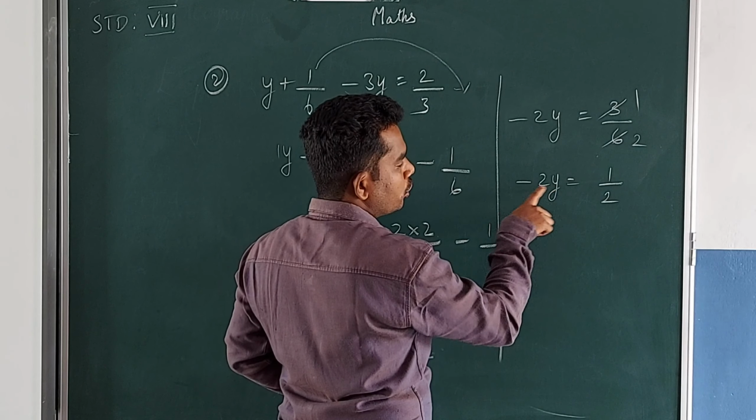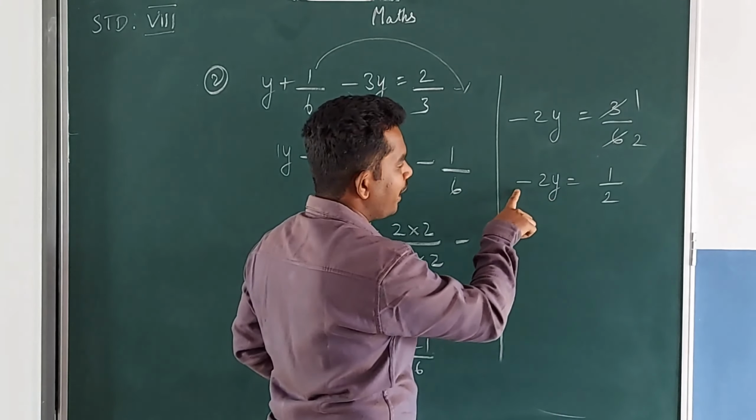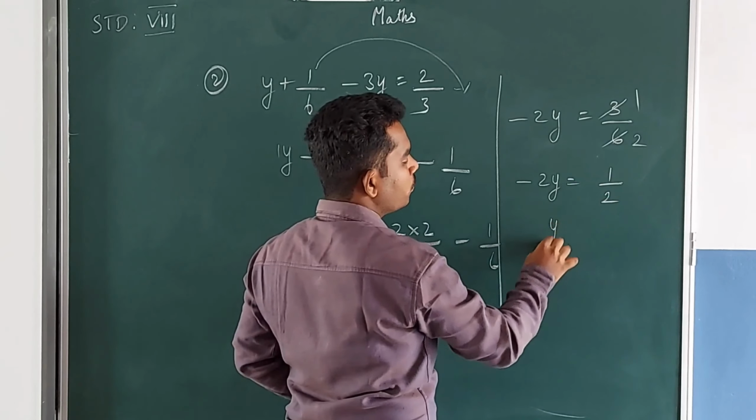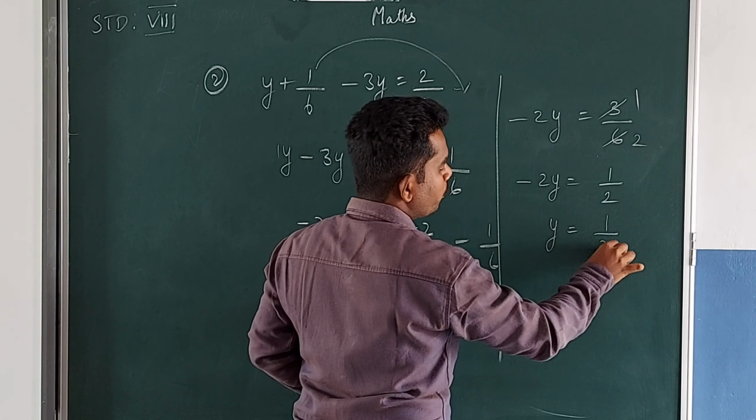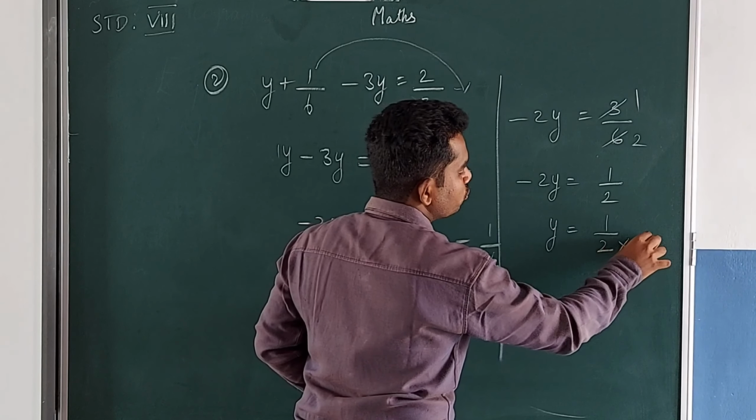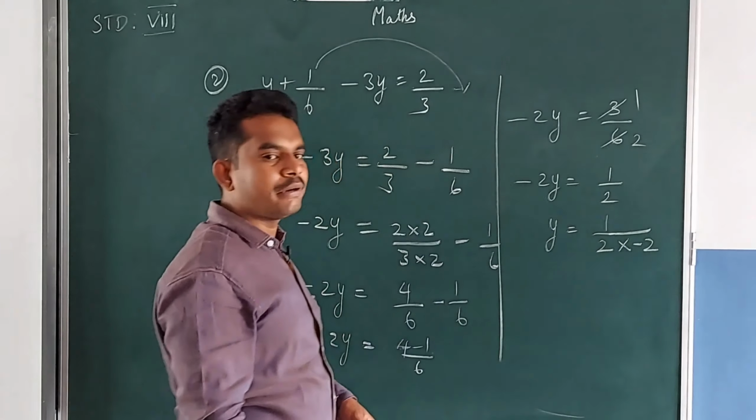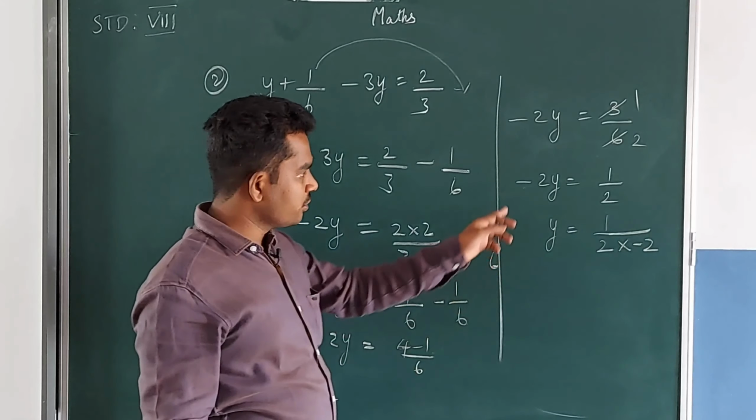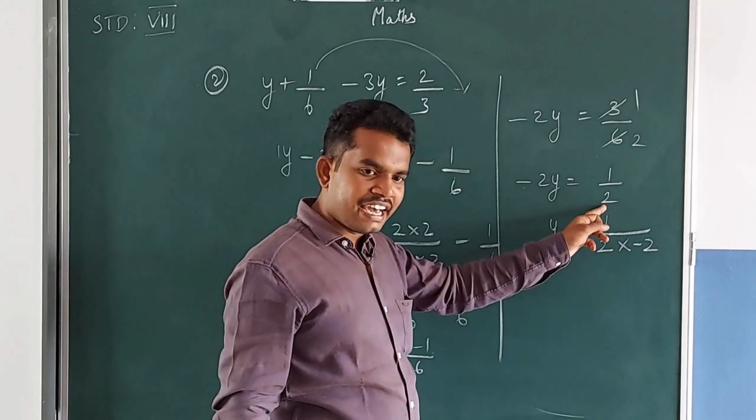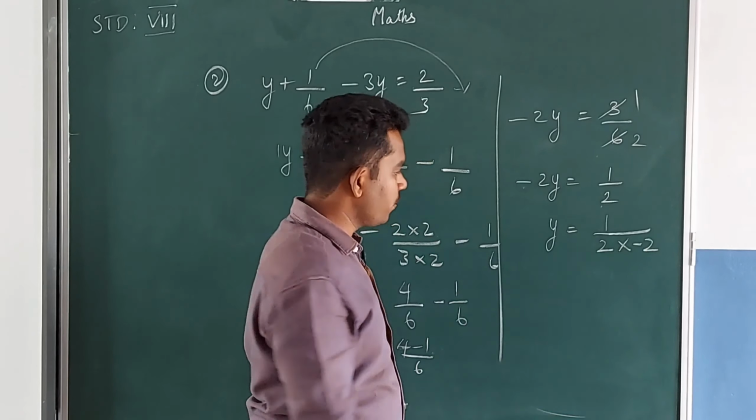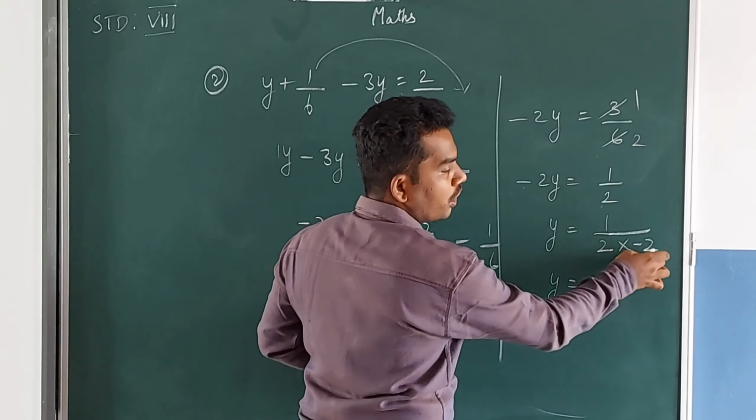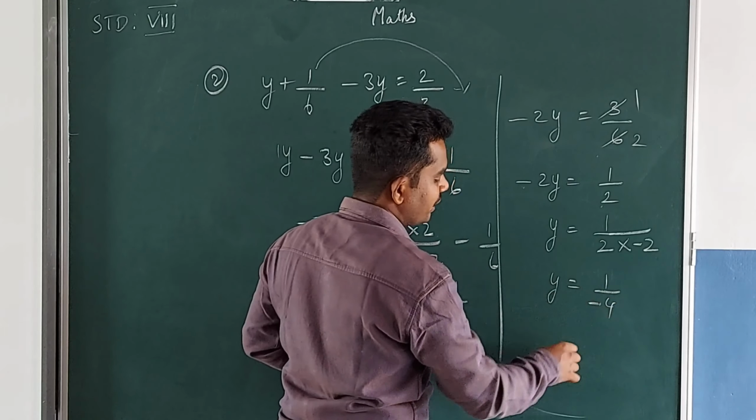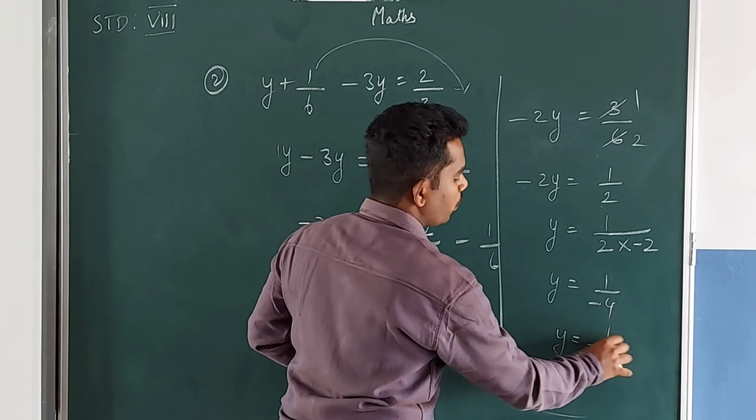Here, minus 2 is in the product. So minus 2 is in the product, it goes to that side. So y equal to 1 by 2 minus 2. 1 by 2 minus 2. Minus 2 goes to divide. Already 2 is there, so 2 into minus 2. Okay. Next, y equal to 2 2s are 4. Plus into minus is minus. So 1 by minus 4. Next step, y equal to minus 1 by 4.